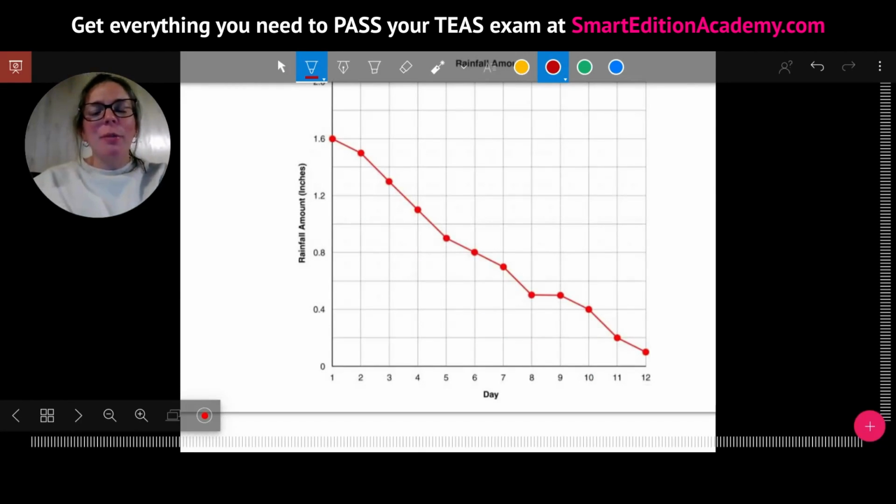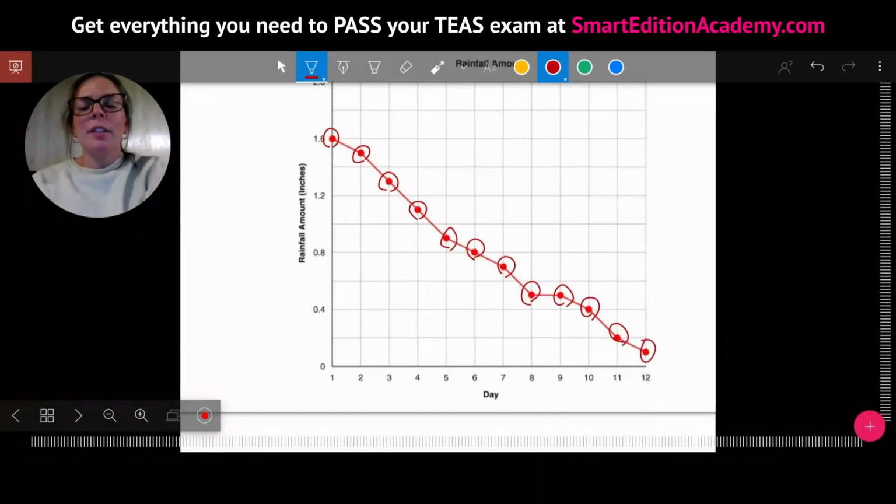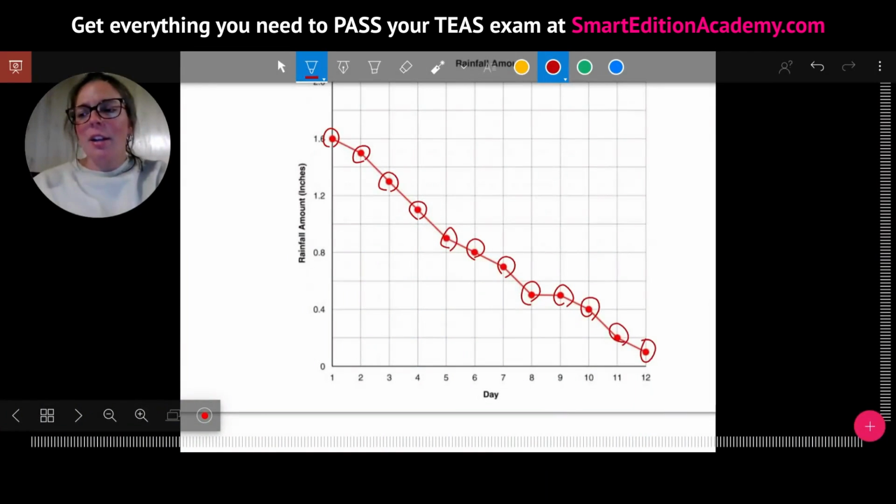So I've got my rainfall amount in inches as my vertical axis, and the day here. To find the average amount of rainfall, we need to figure out the value of each of these data points, add them all up, and divide by 12. So I'm going to give you a 30-second head start, and then I'm going to start writing out the data here.